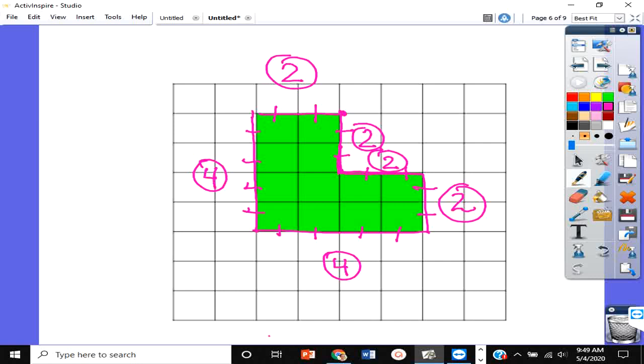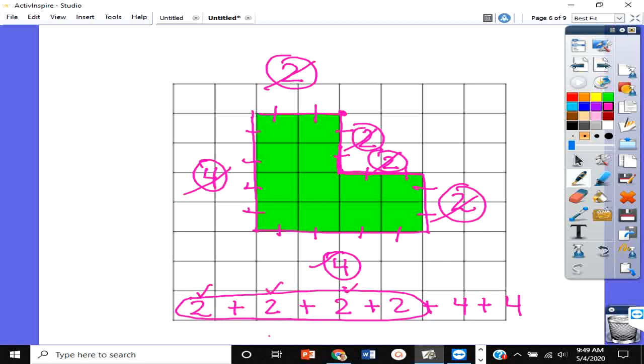So, what do I have to do to find the perimeter? If you said to add up all of the sides, you are correct. So let's go ahead and write them down in a number sentence down here. 2 plus 2 plus 2 plus 2 plus 4 plus 4. That's a long number sentence. So let's chunk some of these numbers. I can see that I have 2, 4, 6, 8. So that is equal to 8. And I know that 4 plus 4 is 8, so 8 plus another 8 is 16, and my label would be units. So the perimeter of this polygon is 16 units.